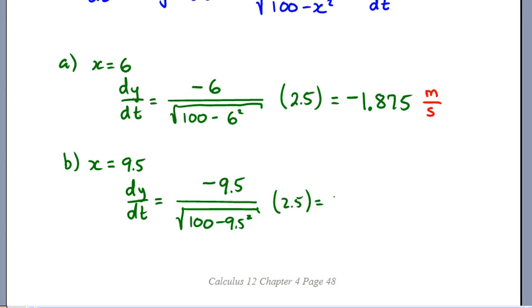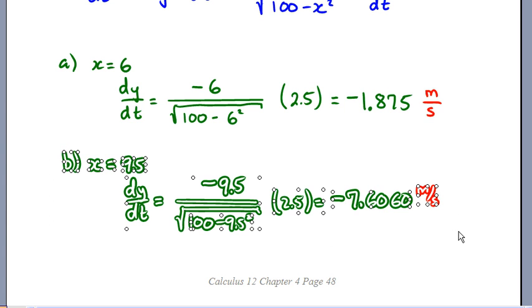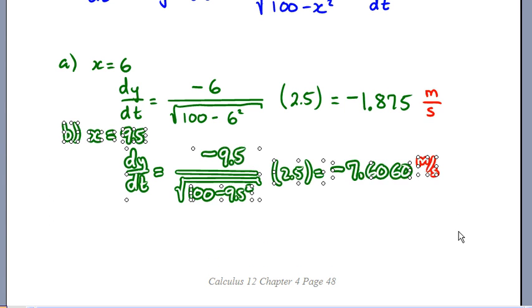And this velocity is much, much bigger. Negative 7.6060 meters per second. Okay, well, I'm going to have to scrunch that up to get it to fit. I can do that. There we go.